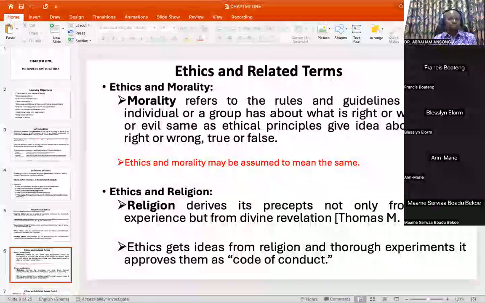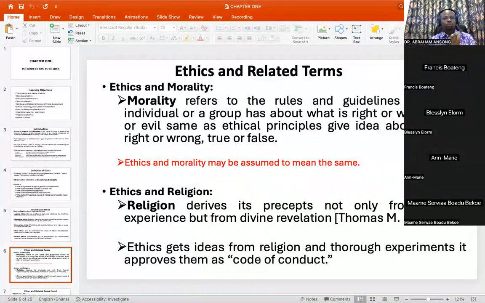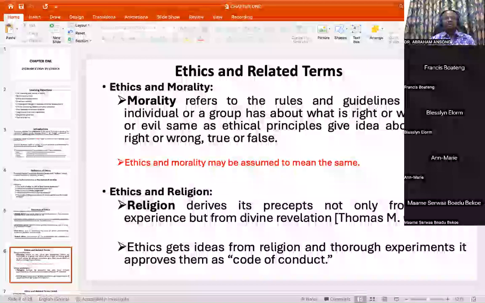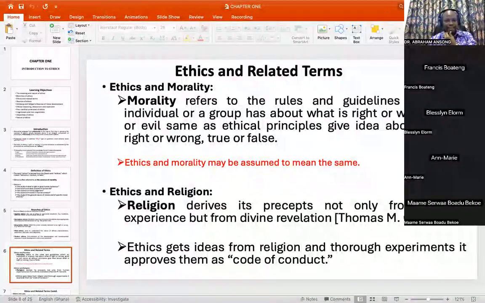So the issues of morality and ethics are very close, almost the same, because they both help us differentiate between right and wrong, as well as good and evil. Normally when we're discussing ethics, it's almost as though we're also talking about morality. All right. Then we have religion and ethics.